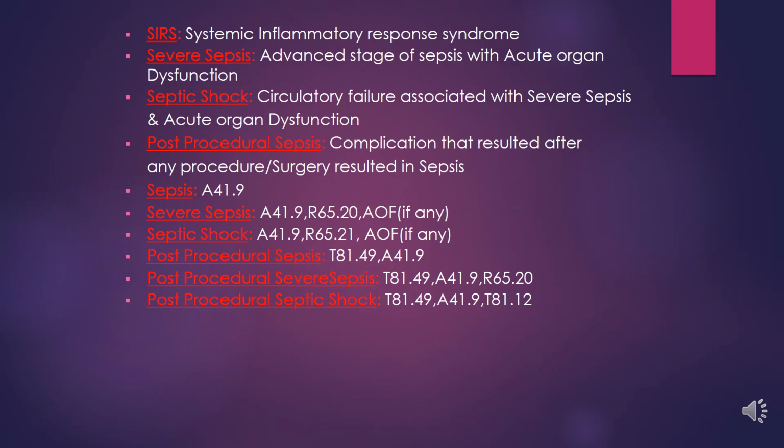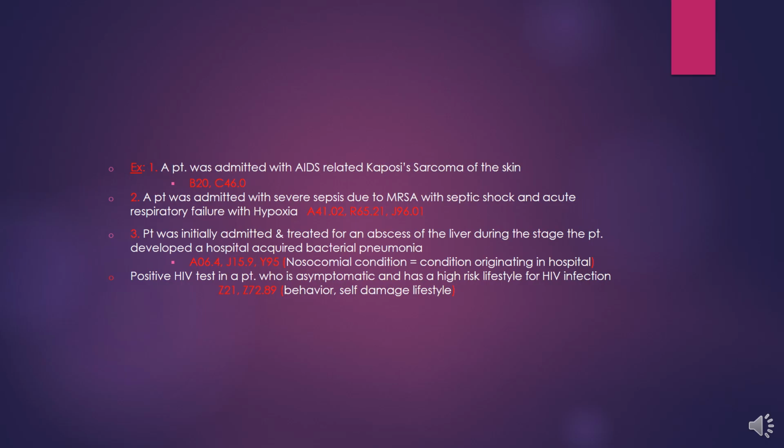If any post-procedural sepsis, T81.49, A41.9. Post-procedural severe sepsis T81.49, A41.9, R65.20. Post-procedural septic shock T81.49, A41.9, R65.21, T81.12XA. A patient was admitted with HIV-related Kaposi sarcoma of the skin: B20, C46.02. A patient was admitted with severe sepsis due to MRSA with septic shock and acute respiratory failure with hypoxia: A41.02, R65.21, J96.01.